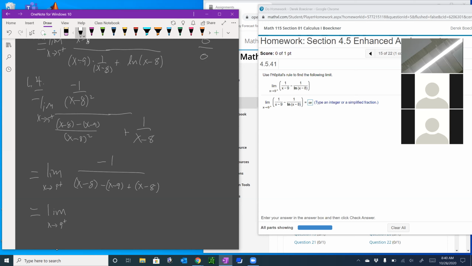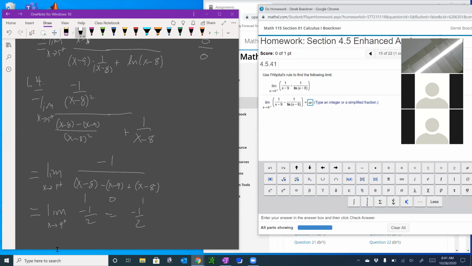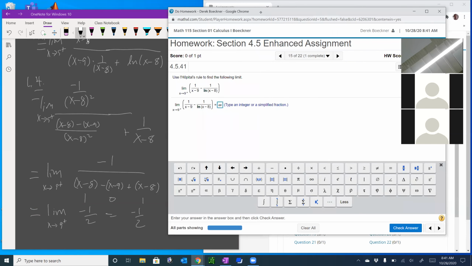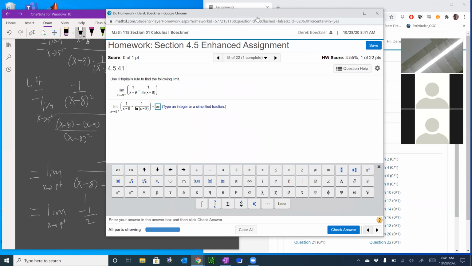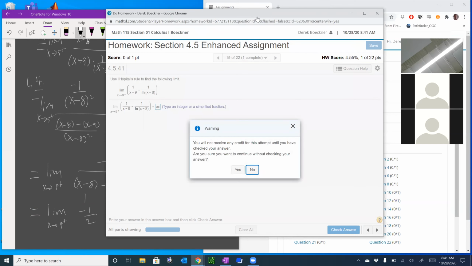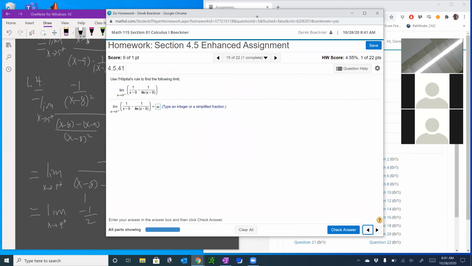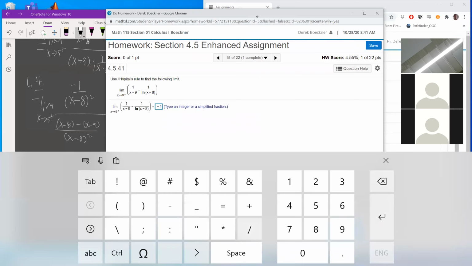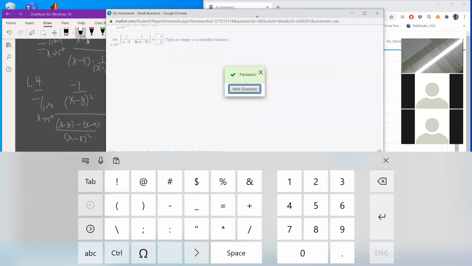And if I multiply this by x minus 8 squared, I get an x minus 8 up top. As we go to 9, this goes to 1. This goes to 0. This goes to 1. So this goes to 1 over 2, which is minus 1/2. There we go.